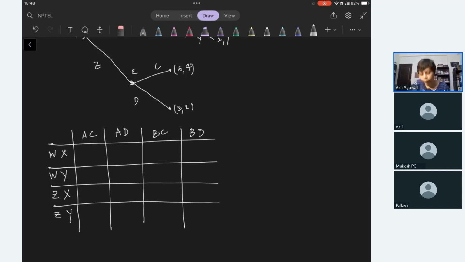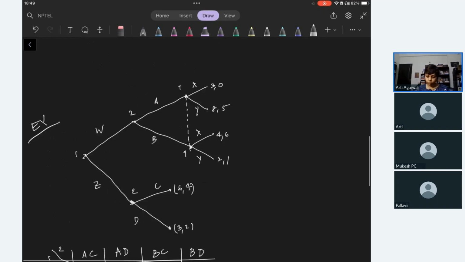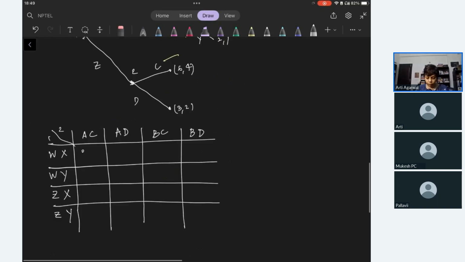So let's look at the game. Let's see what happens in each condition, and that is how you solve the game. So let's mark 1 and 2. 1 is playing W and then X, and 2 is playing A and then C. We are following which path? W and then X, right? And 2 is playing A and C. So this is where we end up. So the payoff is 3, 0.